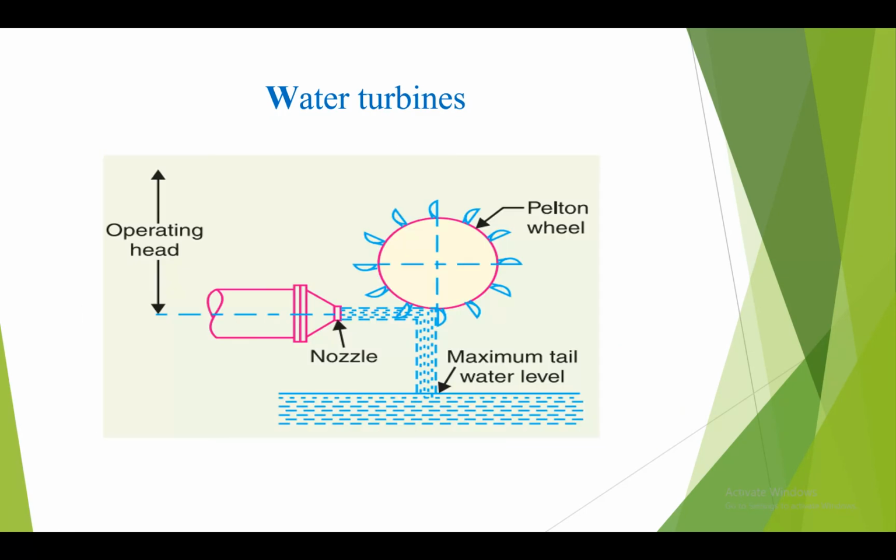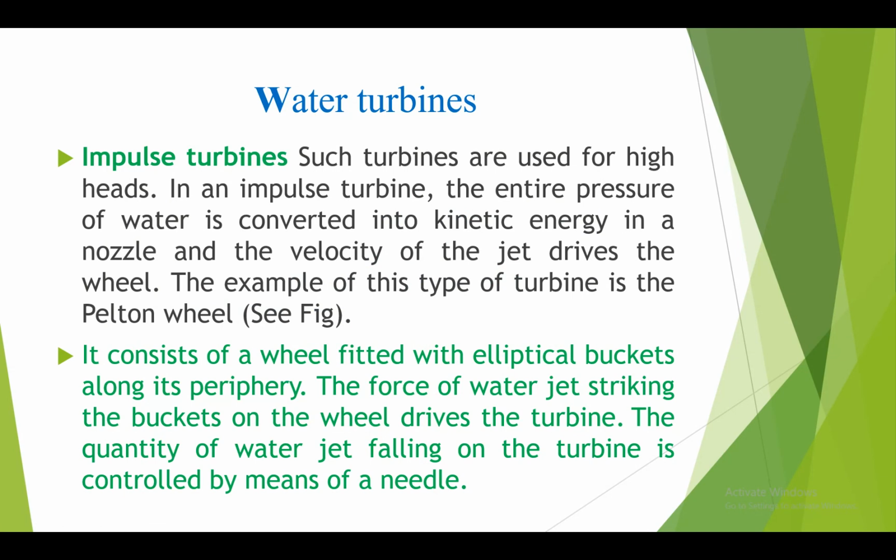We have a diagram of a Pelton Wheel. This is the turbine, and we have the operating head, and here is the nozzle in which the water passes and hits these buckets, and by doing so it will rotate in a direction that may be clockwise or anti-clockwise. So this impulse turbine is used for high head, and the entire pressure of water is converted into kinetic energy in a nozzle, and the velocity of the jet drives the wheel.